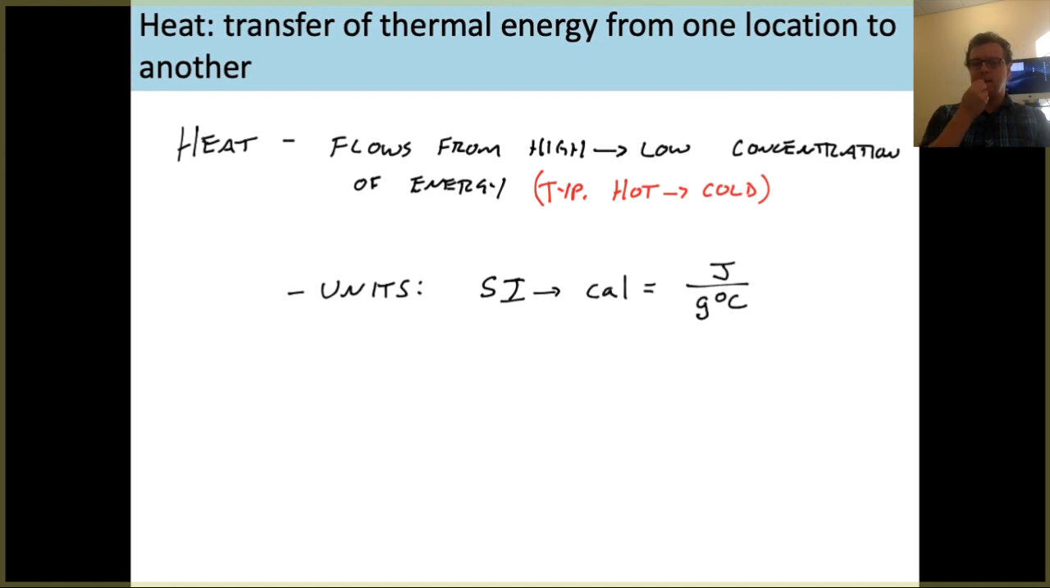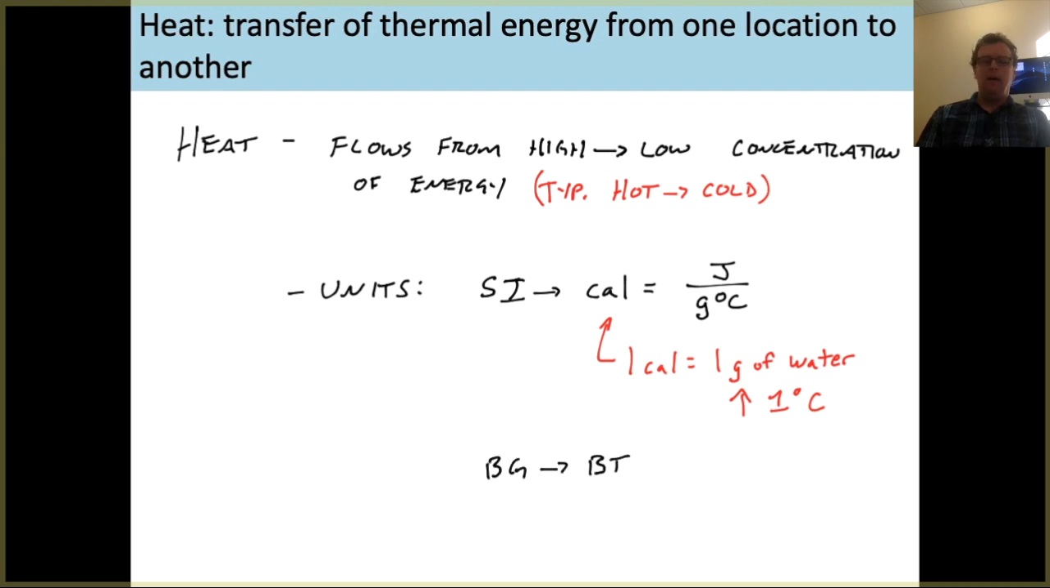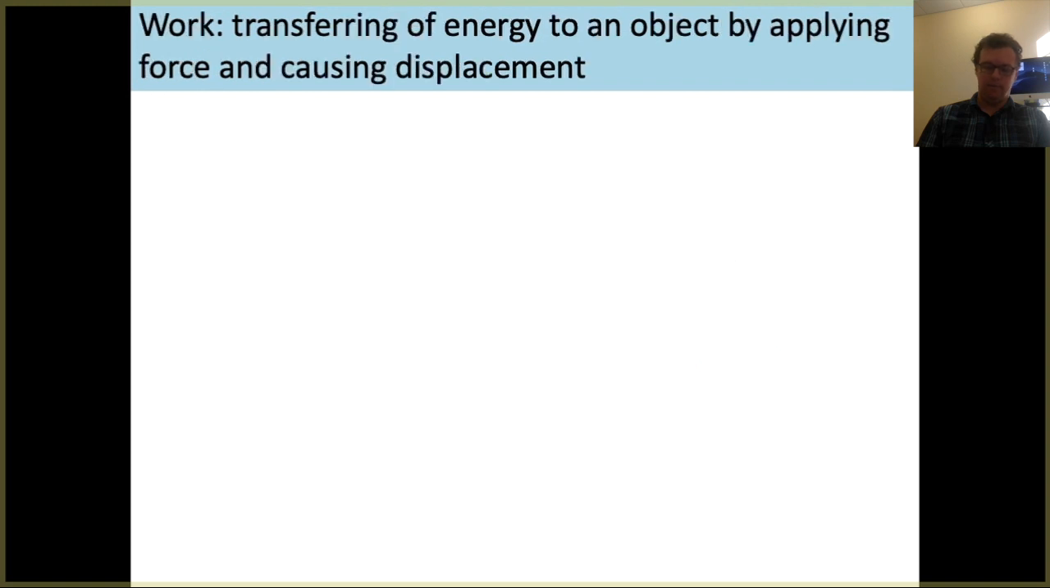In SI units, we're going to think about calories as a description of heat. And 1 calorie is the amount of energy it takes to heat 1 gram of water by 1 degree Celsius. And if you're in the BG system, you'll think about heat in BTUs, which are British thermal units, and that's the amount of energy it takes to heat 1 pound of something by 1 degree Fahrenheit. So 1 BTU is heating 1 pound of water by 1 degree Fahrenheit.